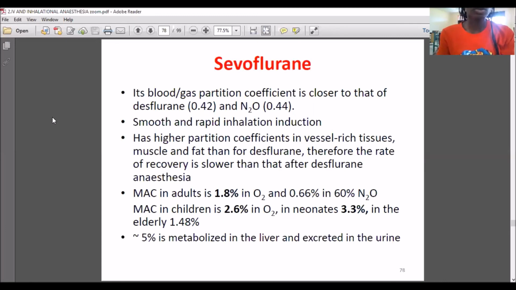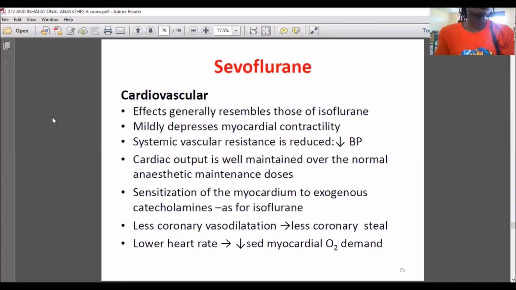In the elderly, it is 1.48%. Approximately 5% is metabolized in the liver and excreted in urine. Its cardiovascular effects generally resemble those of isoflurane. It mildly depresses myocardial contractility. Systemic vascular resistance is reduced, therefore blood pressure decreases. Cardiac output is well maintained over the normal anesthetic maintenance doses.